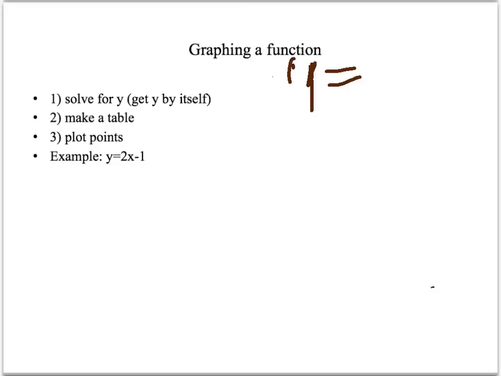Solve for y. What I mean by that is you want to get y by itself. So it would be something along the lines of y equals 3x plus 2. So y is by itself on one side of the equal sign. Then you make a table, a t-table, an xy table.